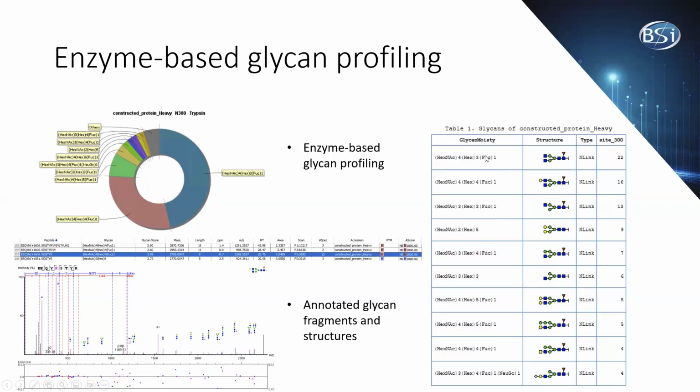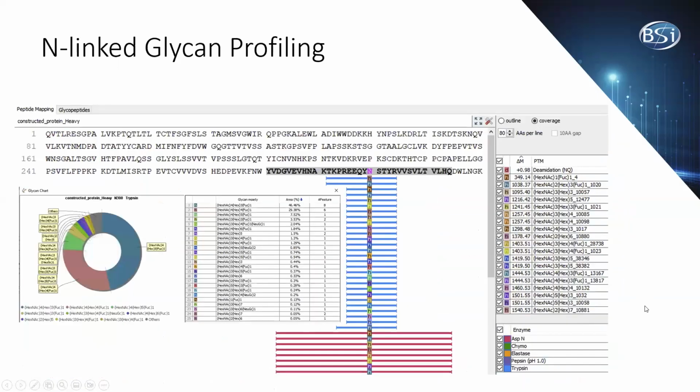And in the summary page, we'll also provide this table showing all the glycan moieties that were identified, whether they're N or O linked, and the number of glycopeptides with that glycan at each of the glycosylation sites. And so in the glycopeptide tab, you'll see strictly the glycopeptides that map to the glycan site. So here's an example of those N-linked glycans from the trypsin digest.